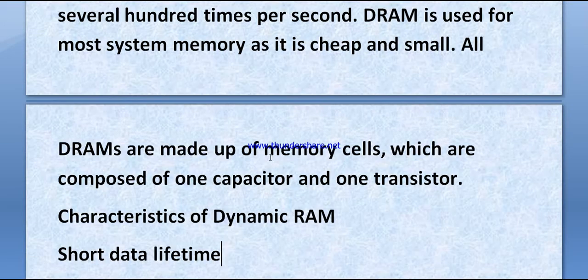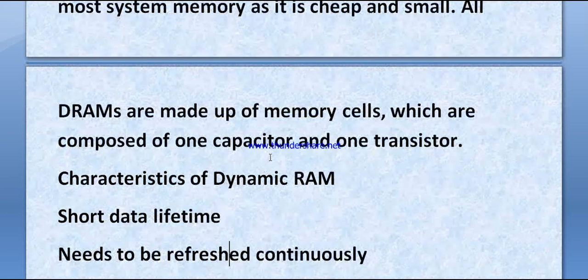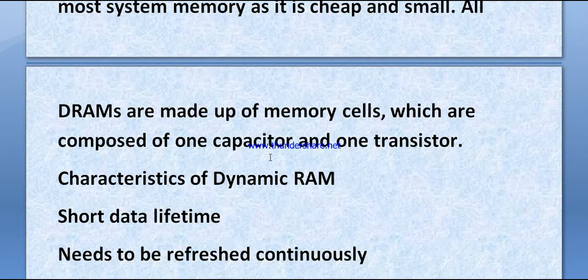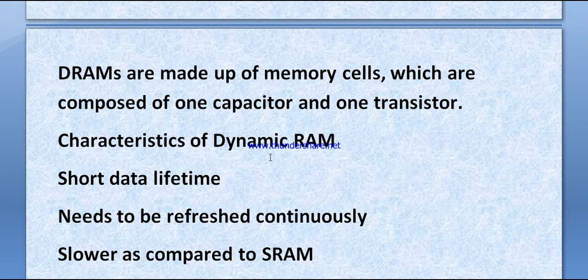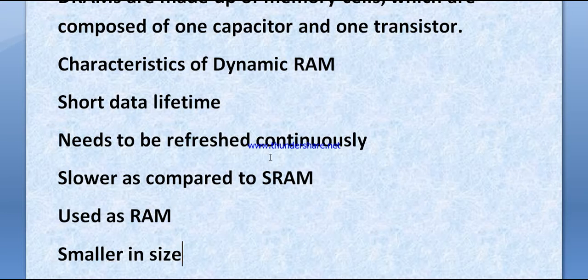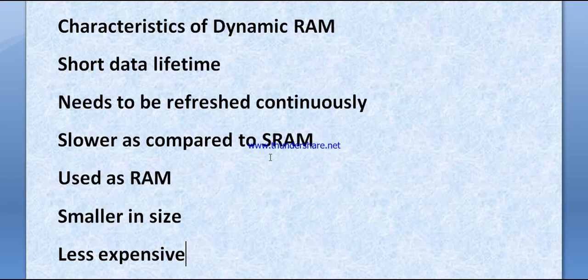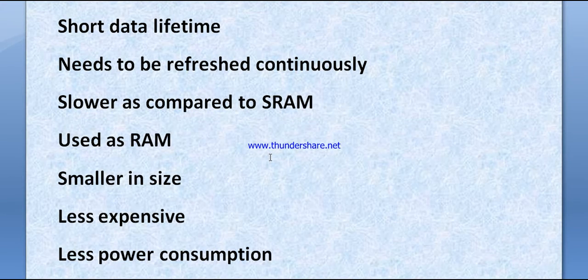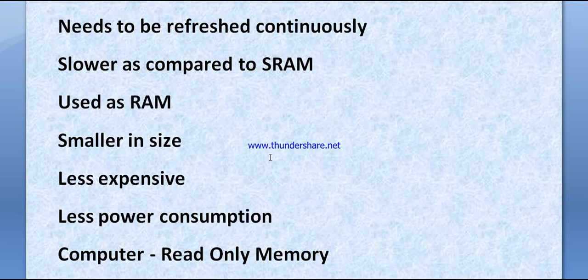Characteristics of DRAM: short data lifetime, needs to be refreshed continuously, and slower as compared to SRAM. Used as RAM, smaller in size, less expensive, less power consumption. Computer. Now we'll talk about another memory.